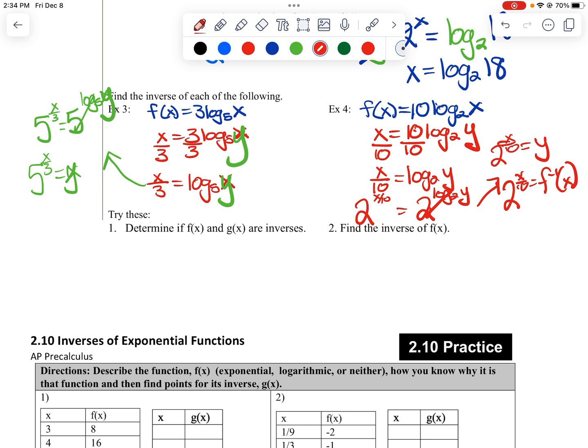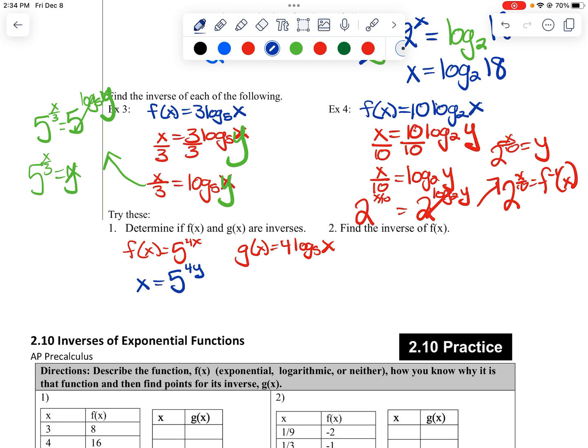So let's say I ask you to determine if they're inverses. If f of x equals 5 to the 4x and g of x equals 4 log base 5 of x, are they inverses? Well, you could try. Let's switch it around. So is x equal to 5 to the 4y?